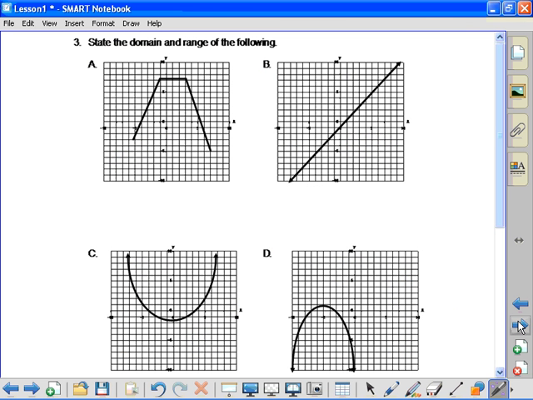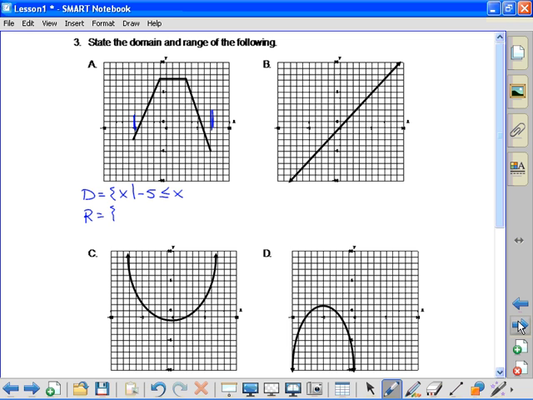Okay, some quick examples with state, domain, and range. In each case, we're going to write up a domain and a range. So domain is your x values. It's going to go on the x-axis from here to here. So I have a start and an end point. It looks like -5 is less than or equal to x.